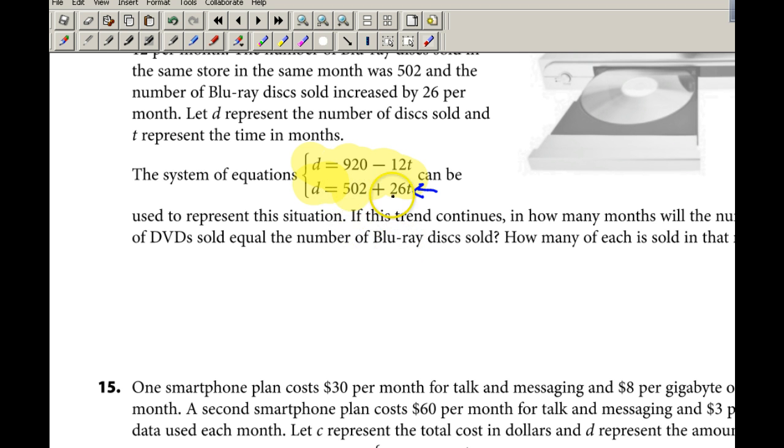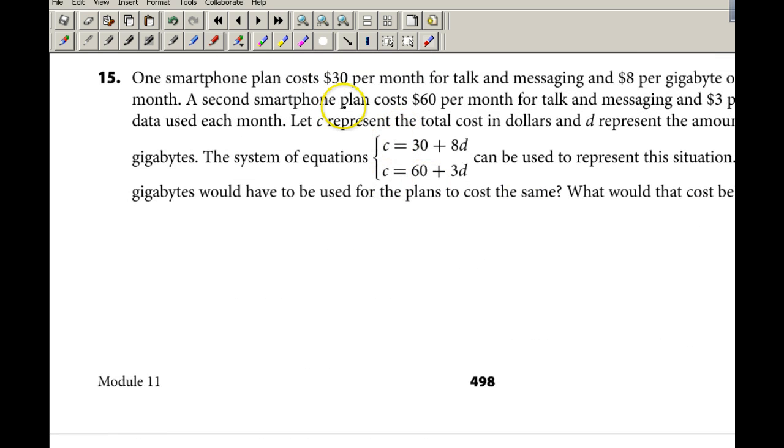Y-intercept of 502 and go up 26 over 1. A y-intercept of 920, go down 12 over 1. See where they intersect. That would take forever, right? So we need this method because the numbers get big, they become decimals, we can't graph them easily. Okay? And same thing on 15. They give you the equations, just go ahead and get the answer.